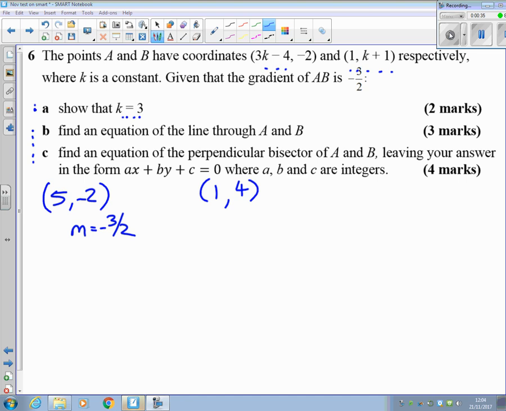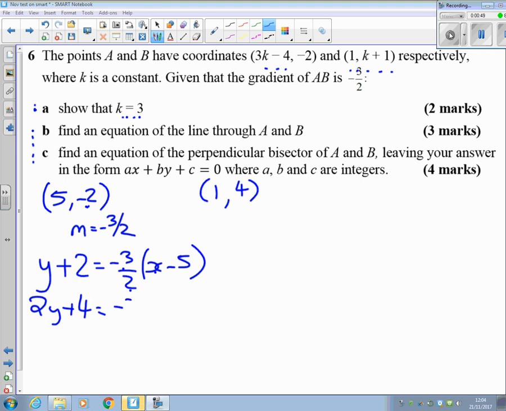So for part B, y take away the y number here, or y add 2, equals gradient times x take away the x number. I'm going to times by 2 and multiply out the minus 3 part here. Then look, the equation of that line is 2y plus 3x equals 11. You can write it in lots of different ways, but there's the 3 marks there. Because you were told that k equals 3, you could use that.